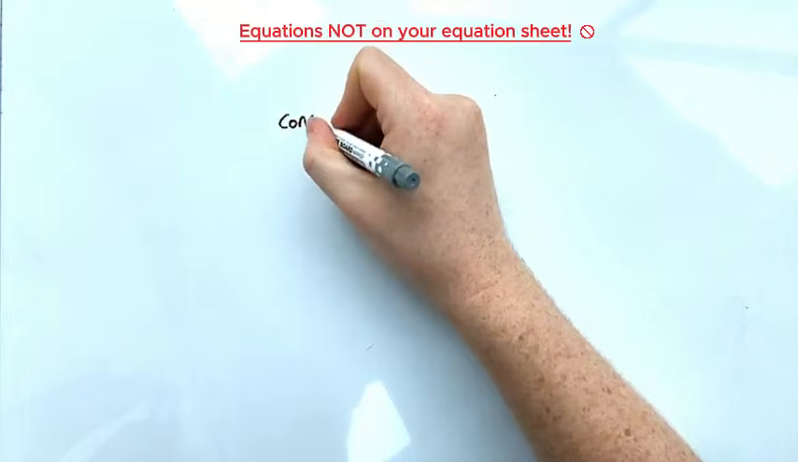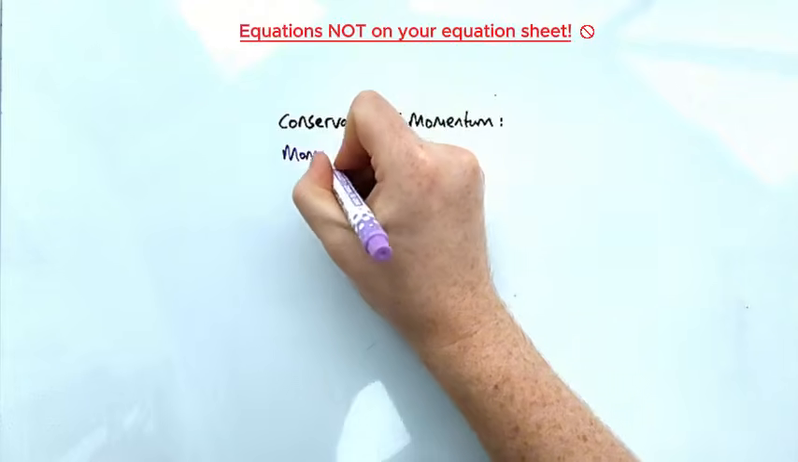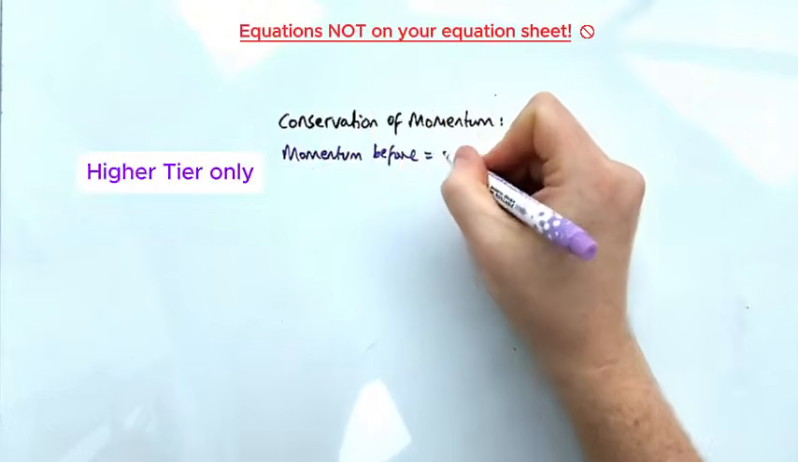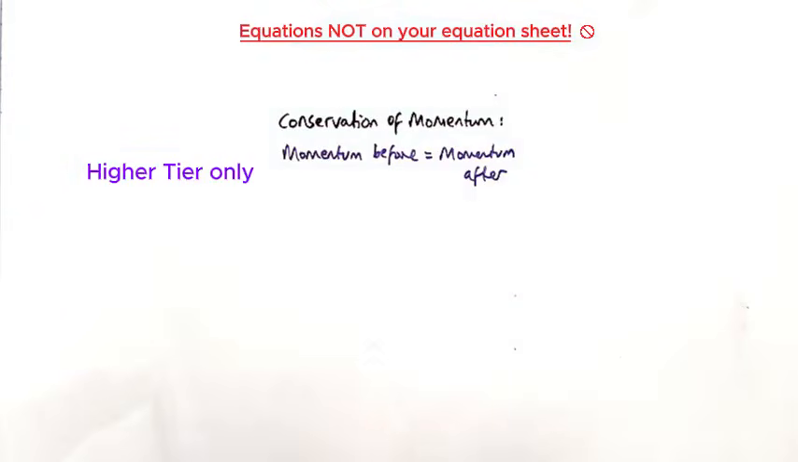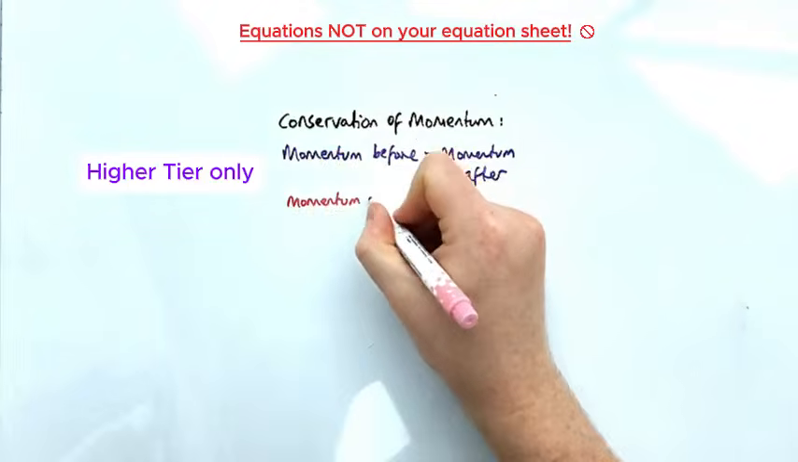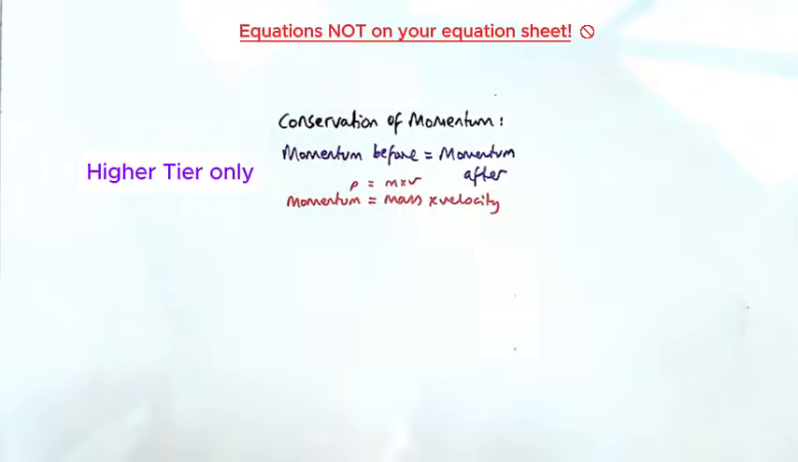The next equation in the forces and motion topic is conservation of momentum. Now, conservation of momentum is a definition you definitely need to know. It says in a closed system, the momentum before an event or before a collision is equal to the momentum afterwards. Momentum itself, the equation you're given, is equal to mass times velocity, but there's a really helpful equation to know when you're applying conservation of momentum.